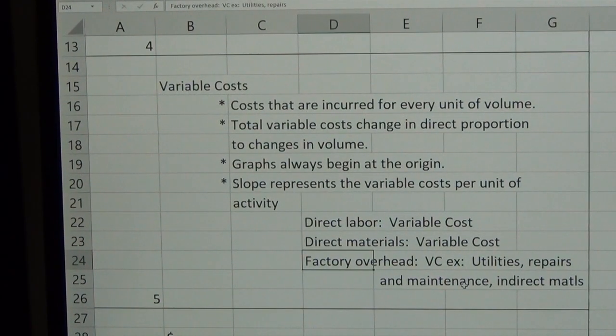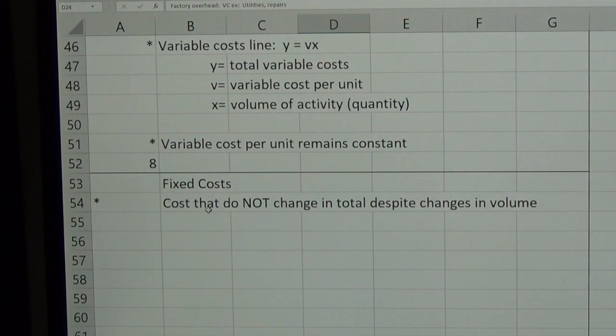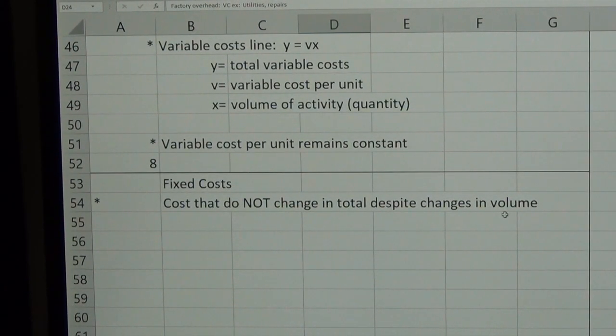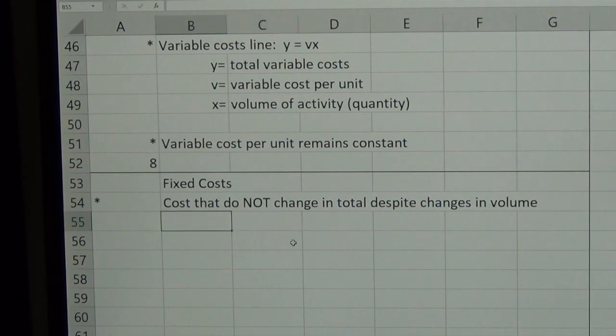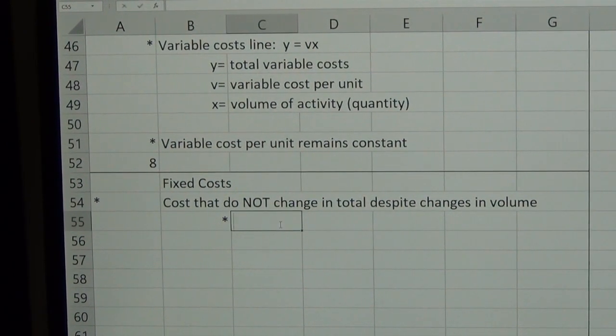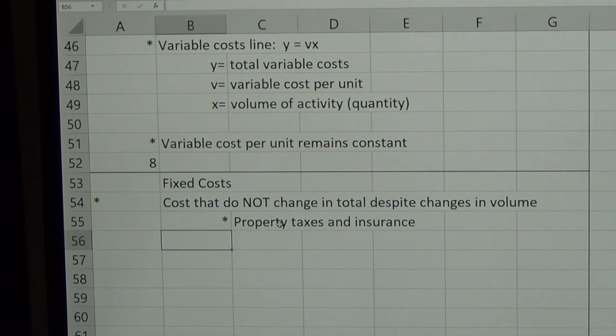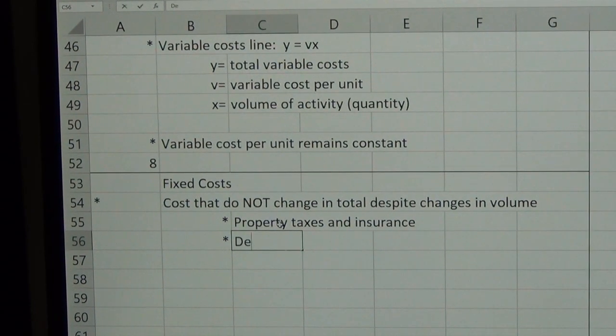Okay, all right. Now we'll go down to fixed costs. These are costs that do not change in total despite changes in volume. So for some specific examples, we'll put our asterisk here. How about property taxes and insurance? Property taxes and insurance. What else could we look at? Depreciation.